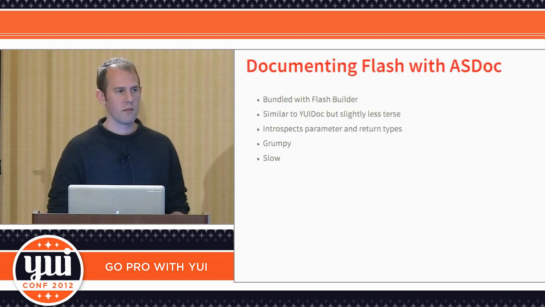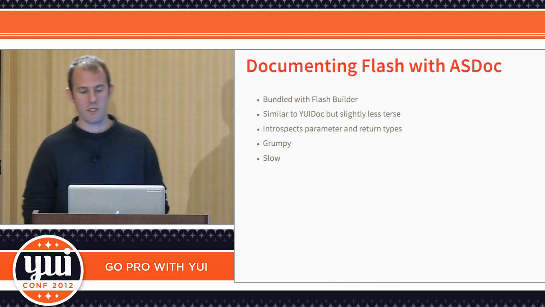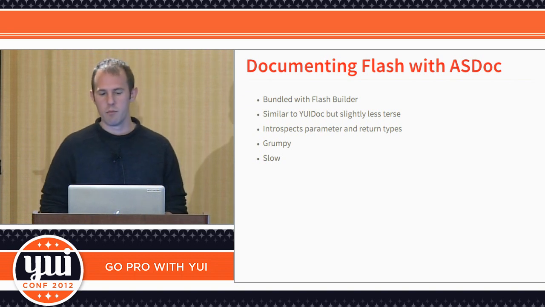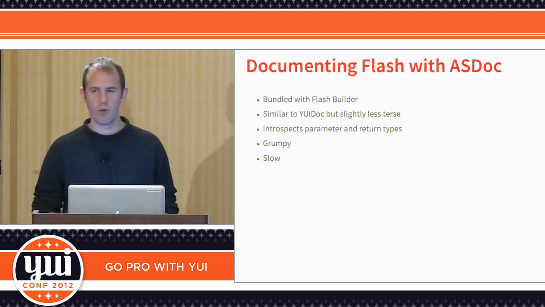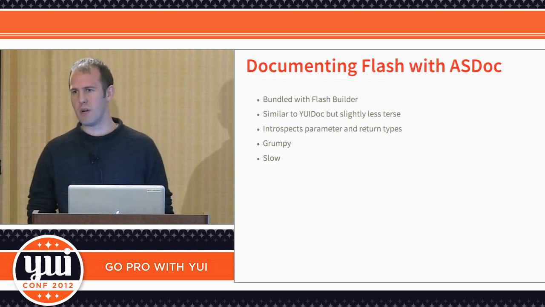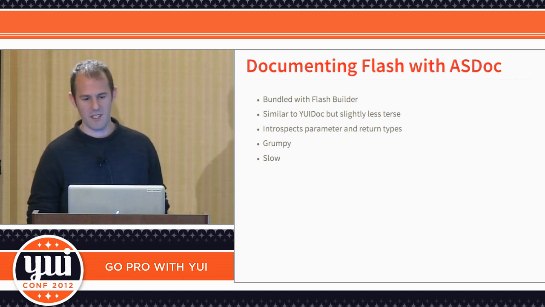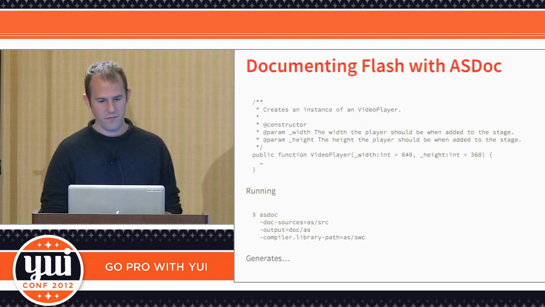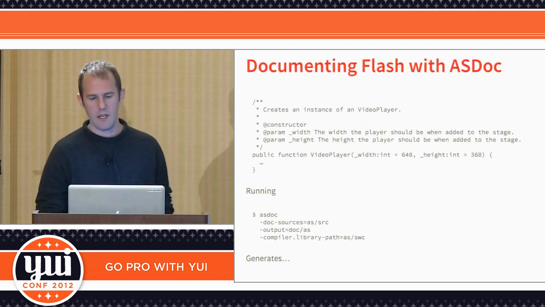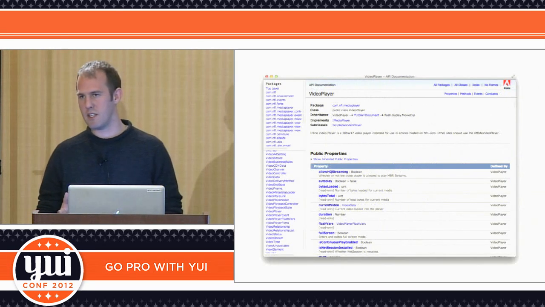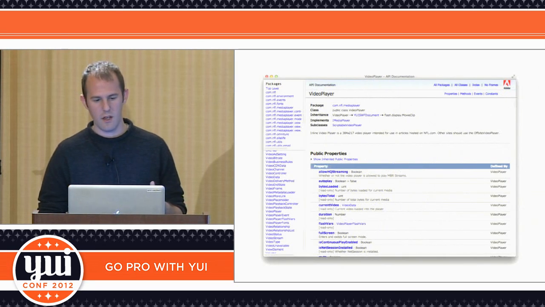We have a similar application called ASDoc that comes bundled with the Flash player. It works very similar to YUI Doc, but it does introspect parameters and return types in Flash, which is very nice, but it's also kind of grumpy. It will warn you for things that the Flash compiler doesn't warn you about and fail to compile your documentation. And it's actually really slow. Using ASDoc for a little while, you'll become very, very enamored with YUI Doc for JavaScript. But the code looks very similar, and it generates a documentation site, just like Adobe does.